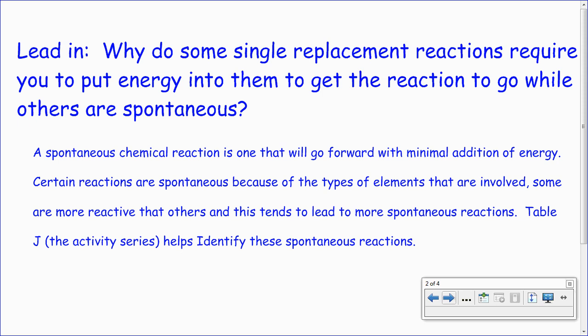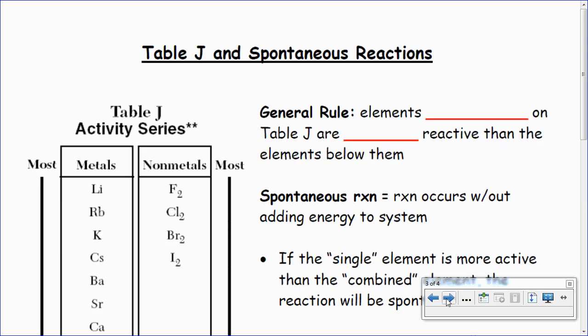Table J, the activity series, which we saw when we looked at how acids and metals react, helps identify these spontaneous type reactions. So let's check it out. Table J and spontaneous reactions. General rule: elements above or higher on table J are more reactive than elements below them.